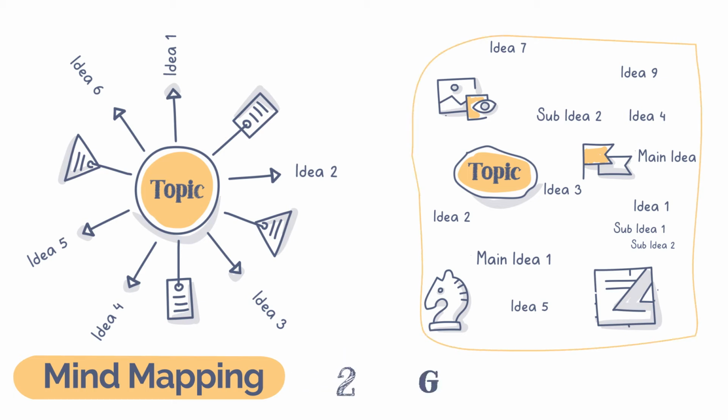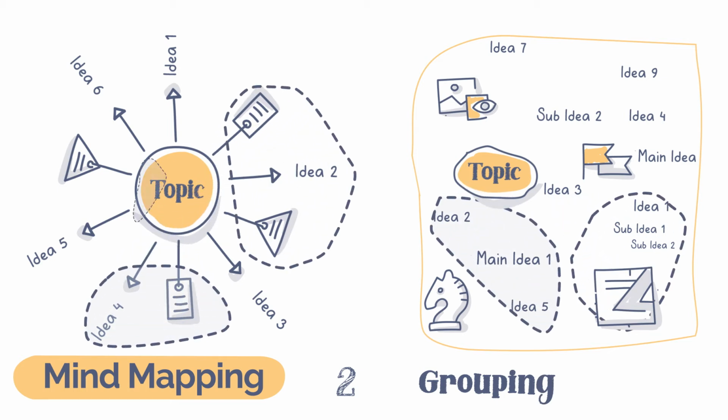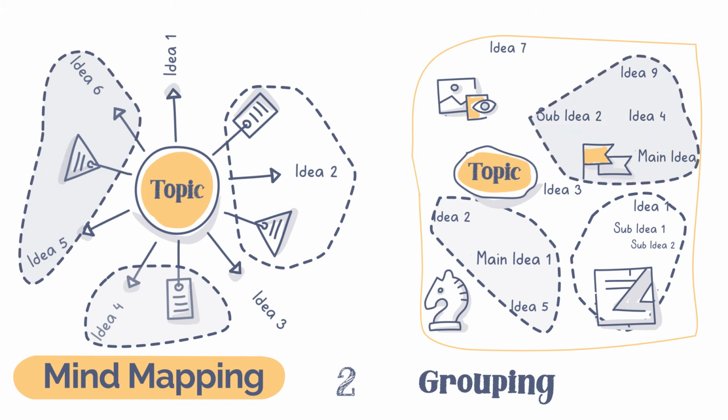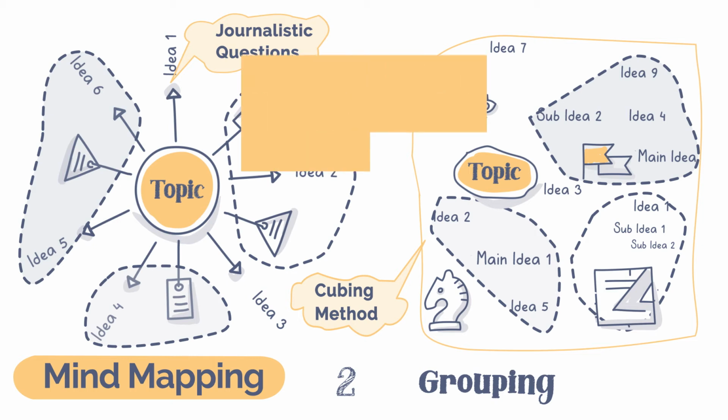The second phase involves finding relationships between the different points. Try first to group the words and phrases that relate to each other. You can differentiate groups with colors or post-it notes or using the software tools which we will illustrate later on. You can still apply the journalistic questions and the cubing method here to help you group the different ideas in categories. At this stage, it is helpful to think of the hierarchy of the points, differentiating between main points and minor points and detailed information.